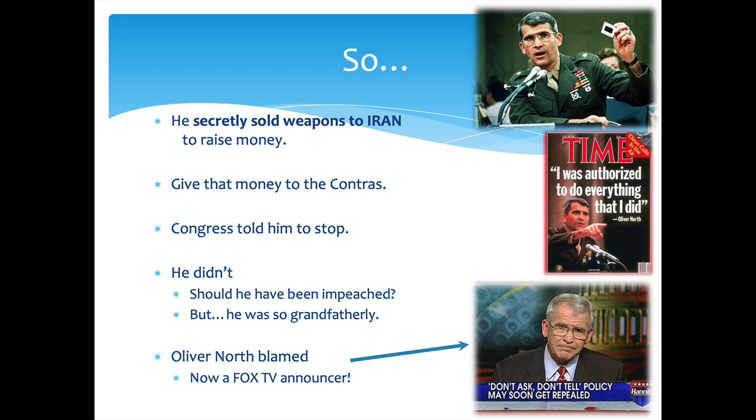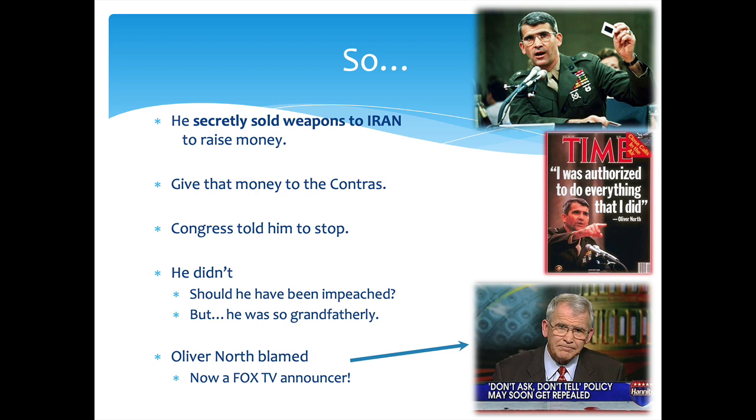Now, Congress discovers all this and tells him to stop, saying, President Reagan, you can't do this. Now, Reagan doesn't stop this. It just keeps going. And so the historical question is, should he have been impeached? Should he have been accused of a crime? Because Congress told him directly, you cannot be selling weapons to Iran to help this group in Nicaragua. He was not impeached, many people say, because he was so grandfatherly, and he just seemed so nice, and we just couldn't do that to the old man.